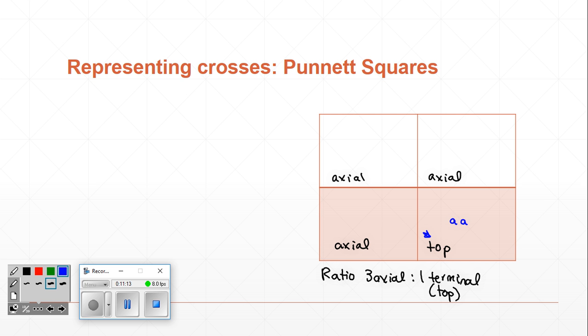No, I'm saying for every 3 axial plants, there's 1 that's terminal. It should add up to 4, and then when we start doing a bigger one, it should add up to 16 because that'll be the size of the box. So if I look, I'm using a little a here because axial is the dominant trait. If you wanted to use little t's, it's not a big deal which letter you use.